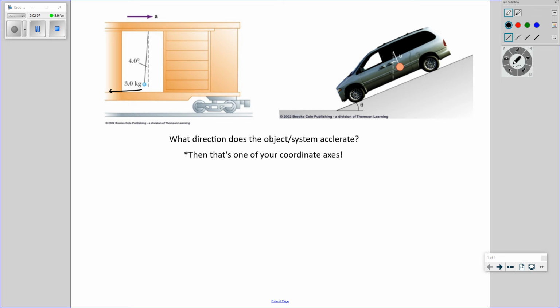This ball is attached to the train car, and as the train car accelerates, so does the ball. So the answer in our train car example here is that every part of this system accelerates that way, and thus our axes are that one and this one.